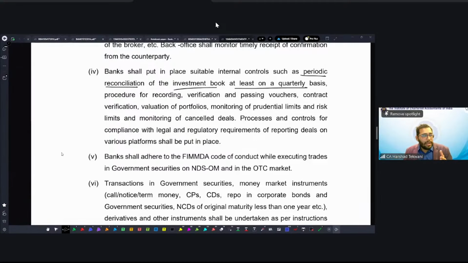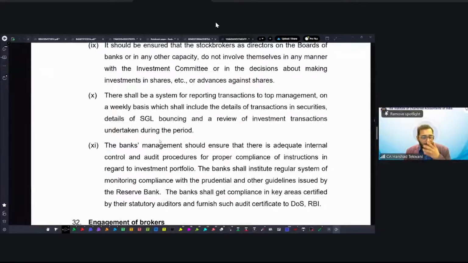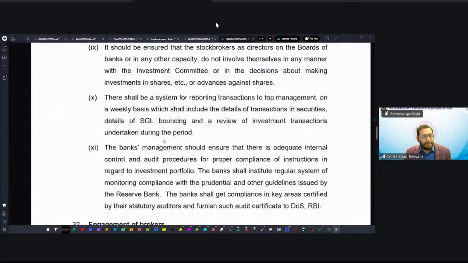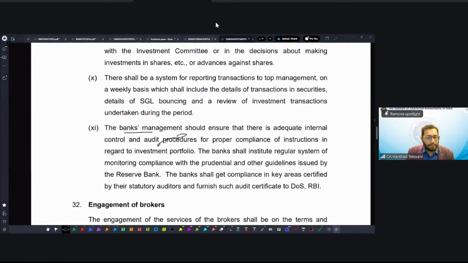So these are certain internal controls. Again, there are many. I'll not go into all those details. But these are certain internal controls that banks are required to keep in place, and as an auditor, we are required to validate these internal controls. Plus, there is an entity level control that the bank's management should ensure that there is adequate internal control and audit procedures for proper compliance of the instructions in regard to the investment portfolio.